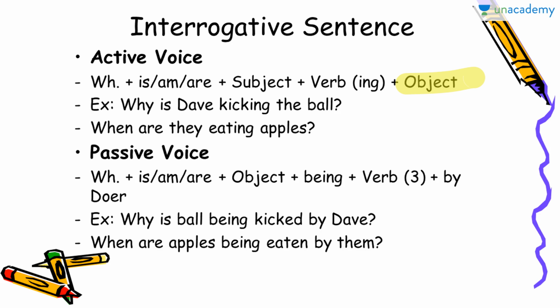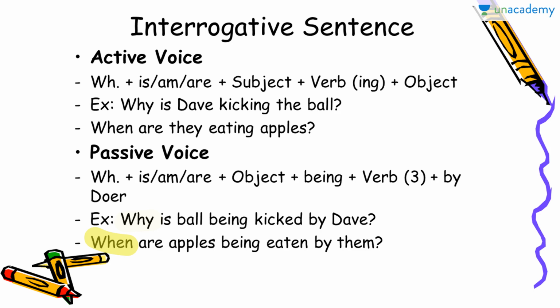For example, why is Dave kicking the ball? When are they eating apples? So what we are seeing here is why and when are telling us what exactly the question is. Is it about the reason? Is it about the time? Is it about the place? So these words remain same in active and passive voice, and they remain at the same position also in the starting of the sentence. We don't have to do anything with that. Later part of the sentence will tell us in what manner we have to change the sentence.